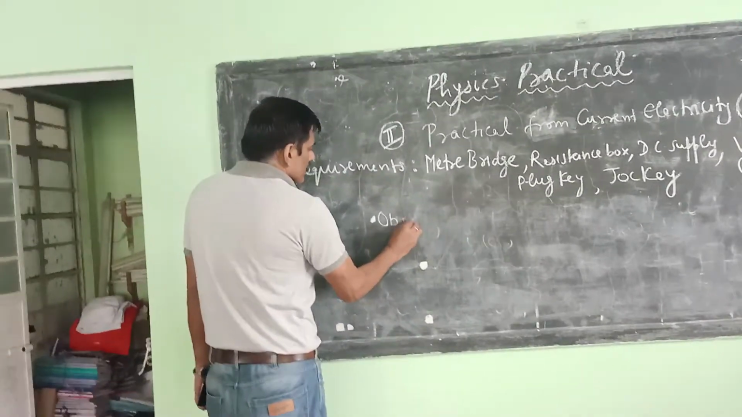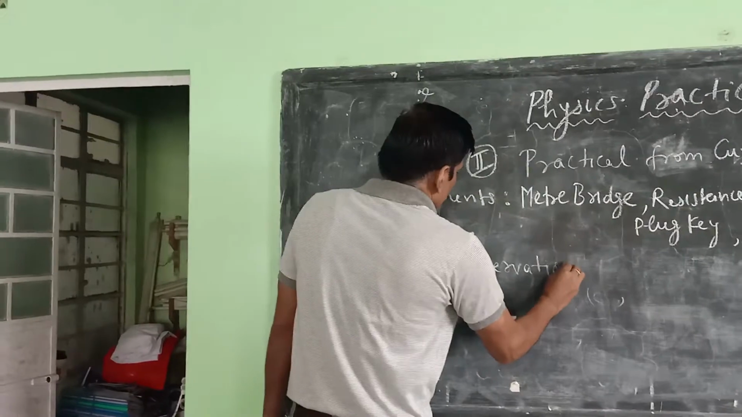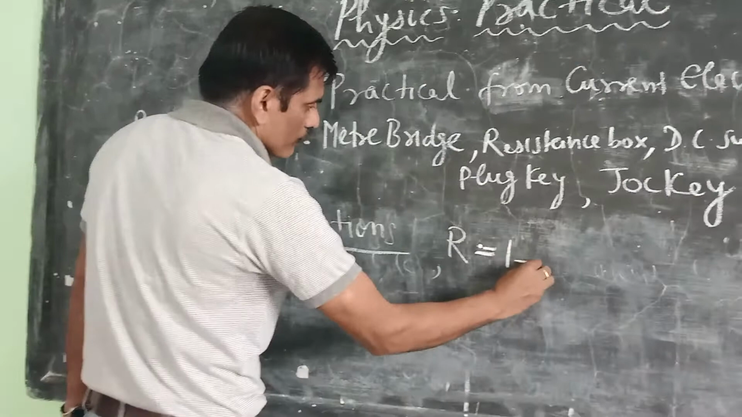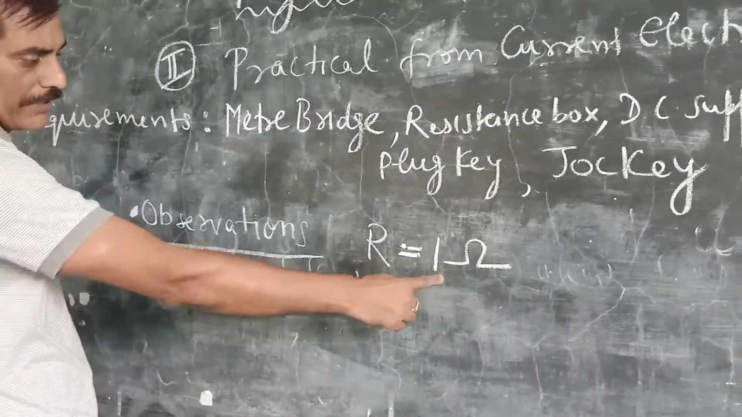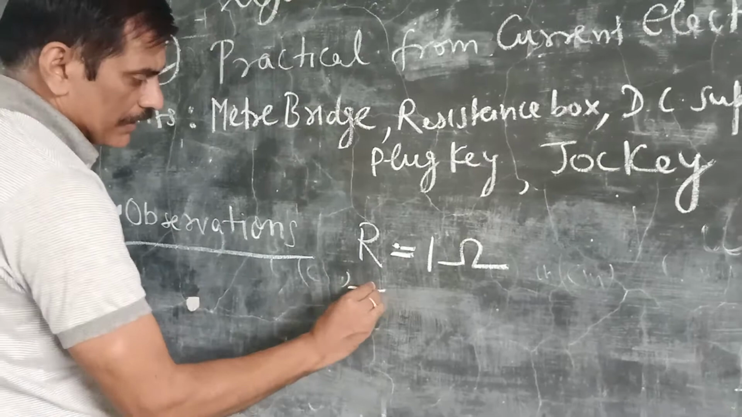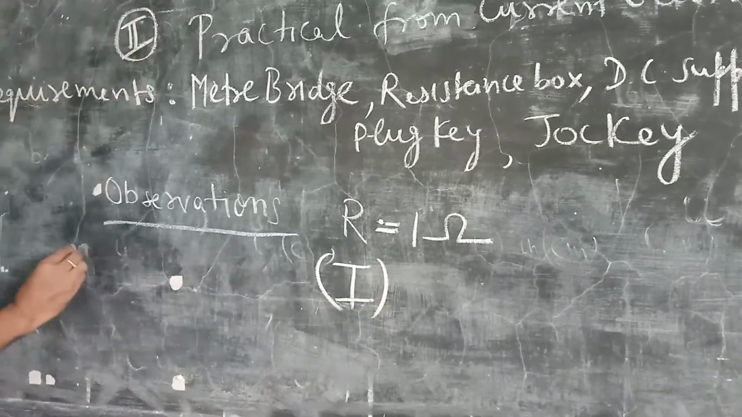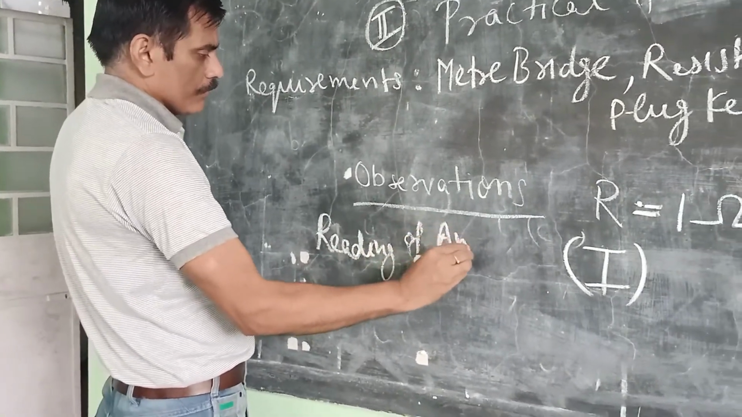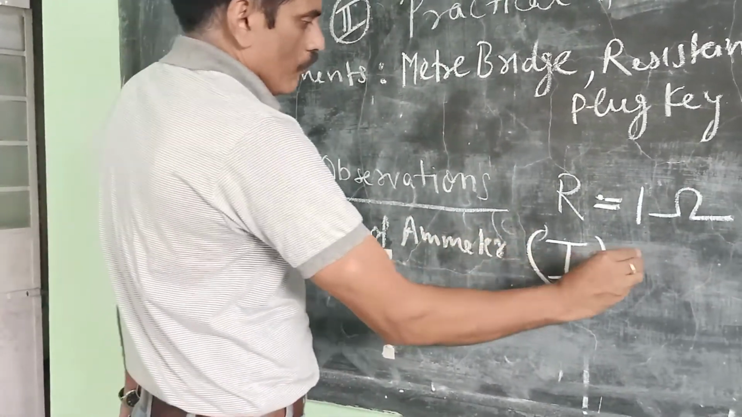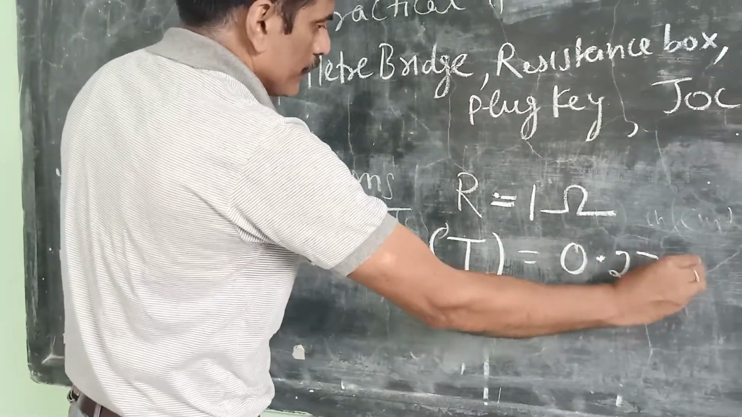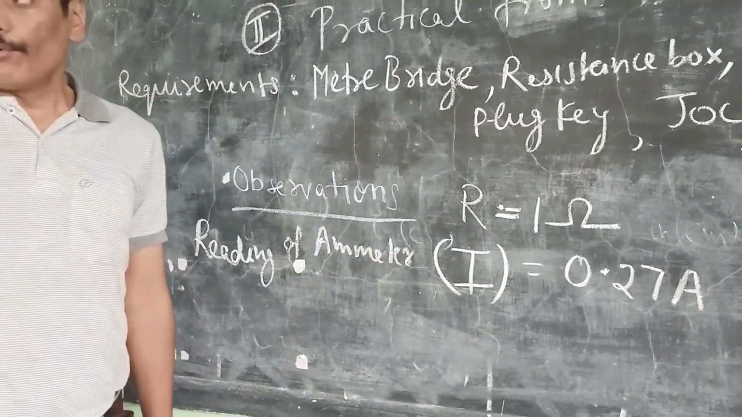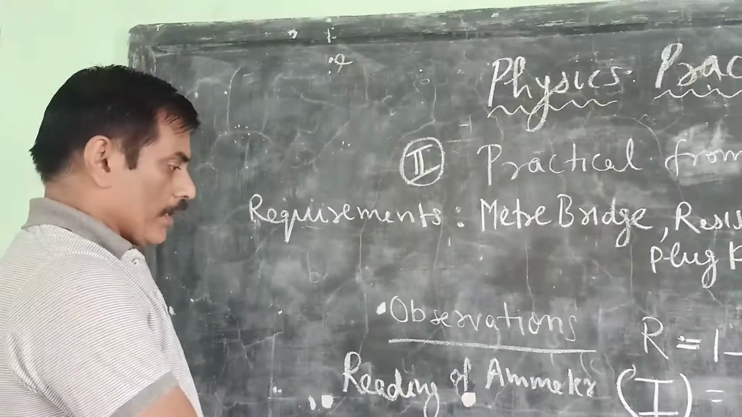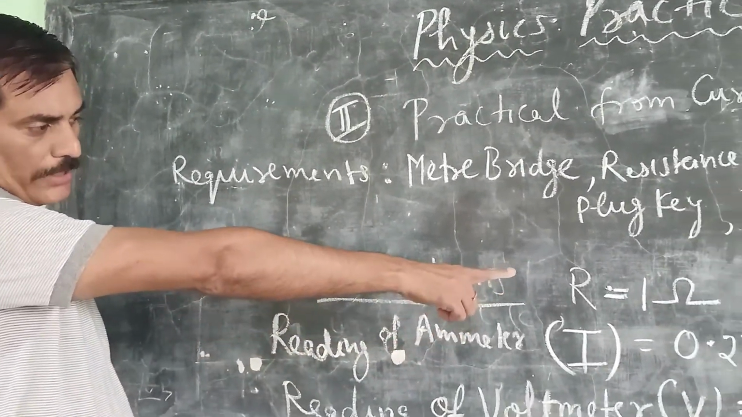So our observations. 3 things. R we have taken from resistance box, which was 1 ohm. R I have written 1 ohm. Reading of ammeter, which was 0.27 ampere. We must write up to 2 decimal places. Why? Because the ammeter which we are using has the least count of 0.05. So we have already taken the ammeter reading up to 2 decimal places.